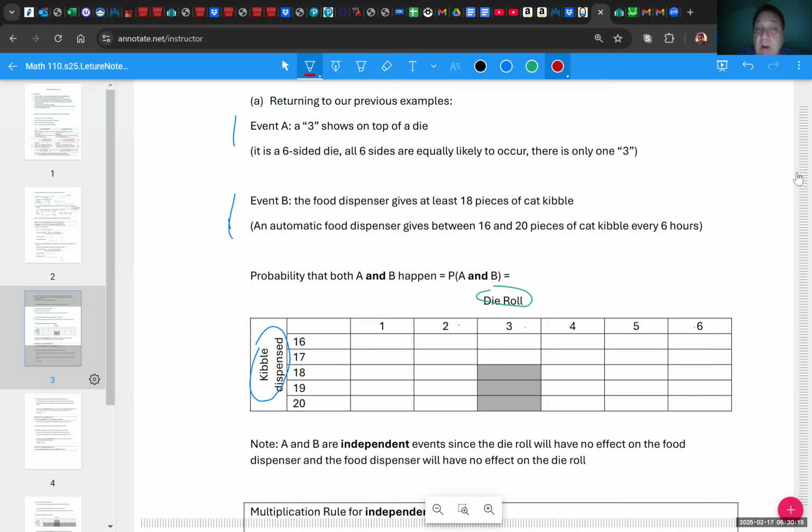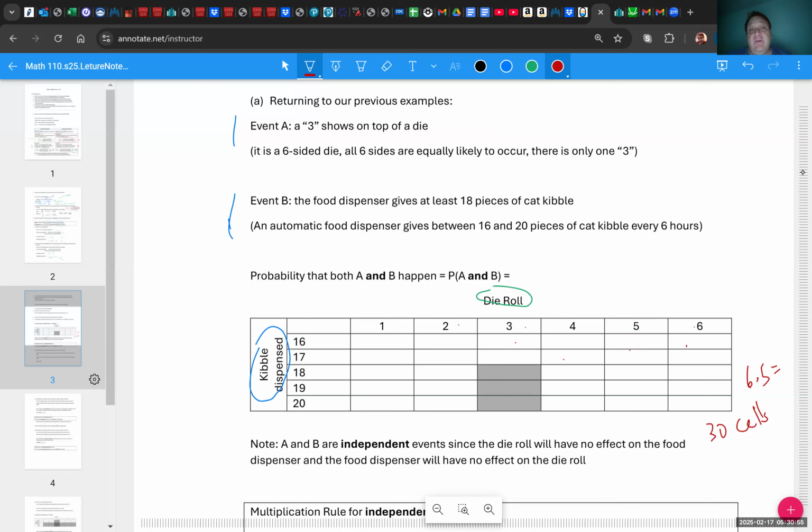There are 1, 2, 3, 4, 5, 6 different die rolls, and 1, 2, 3, 4, 5 different kibble amounts. If I arrange them in a square, and you think about how you can add up these squares, there's 1, 2, 3, 4, 5, 6. There's another row of 6. There's 5 rows of 6, or 6 times 5, which is 30 cells here. There's 30 squares, or cells we call them, because it's 6 times 5. So we know there's 6 possible die rolls, 5 possible kibble amounts, so we get 30 different cells.